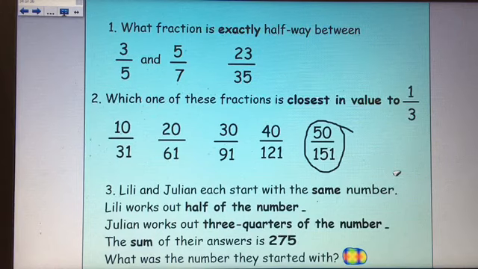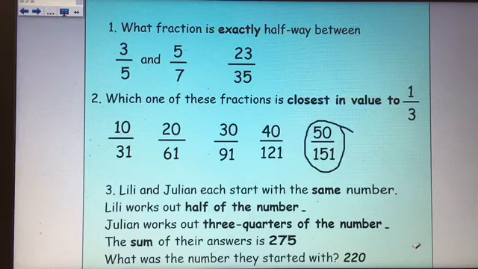Well, if you added together a half and 3/4, you would get 5/4 or 1 1/4, whatever way you want to put it. And we're looking for what one whole is, okay? So if 5/4 is the same as 275, if we worked out what 1/4 would be by dividing it by 5, 1/4 would be 55. And then if we multiply that by 4 to make 4/4, because 4/4 is one whole, the answer would be 220.